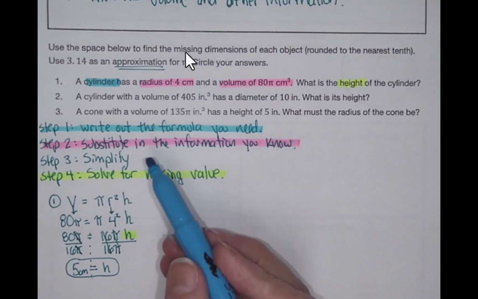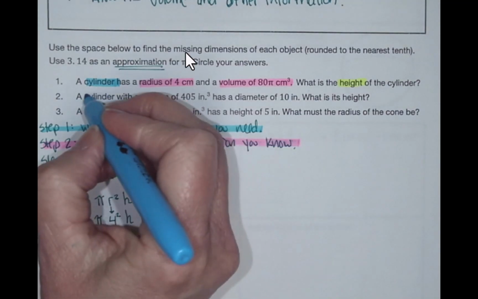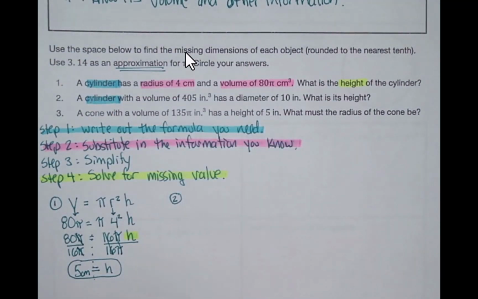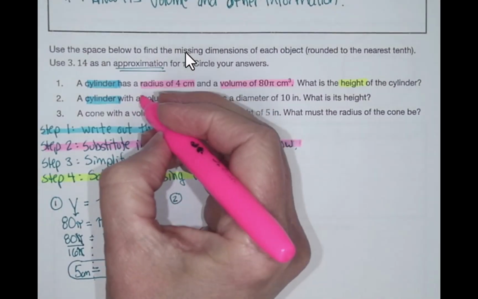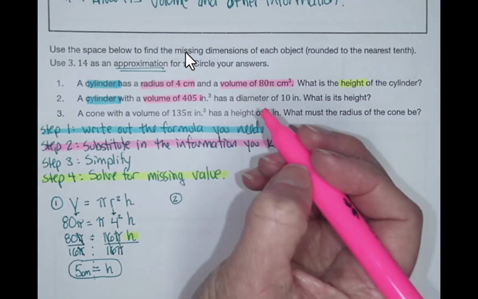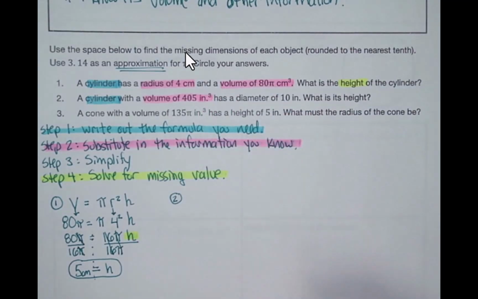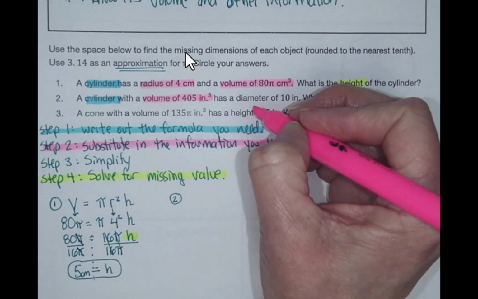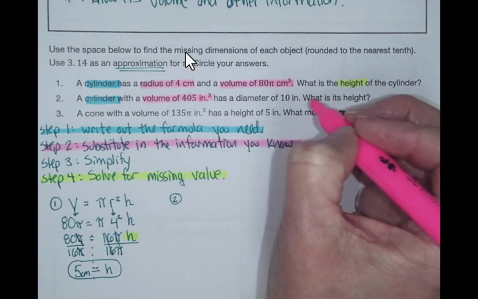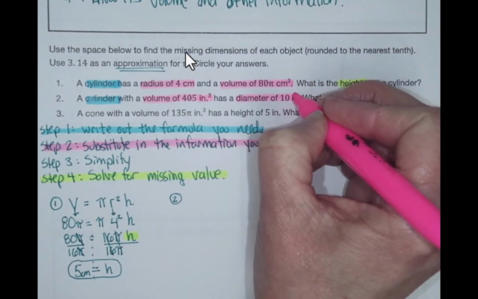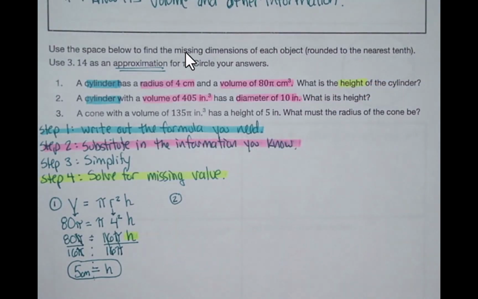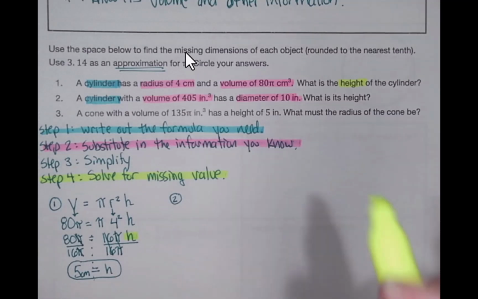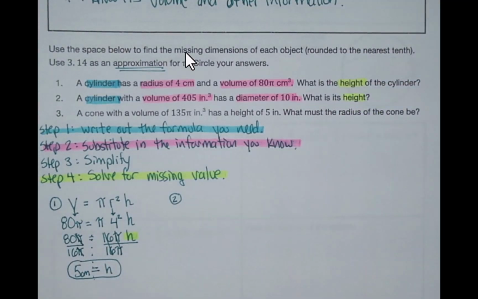Step 1, write out the formula you need. A cylinder, I'm going to do my highlighting all at once this time, with a volume of 405 inches cubed, has a diameter. Remember what we said about diameters? We don't need the diameter, we need the radius. So let's be careful with that. But we'll be able to find the radius. And again, we're asked to find the height. All right, let's do this.